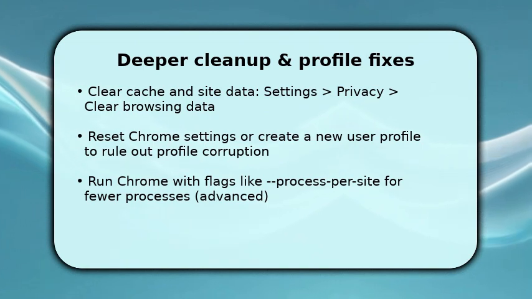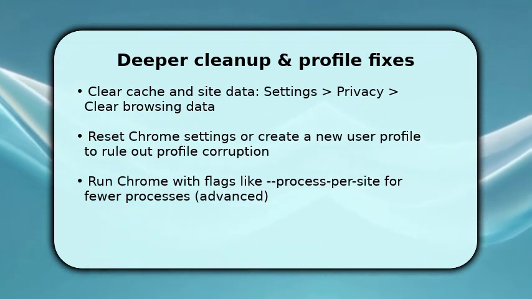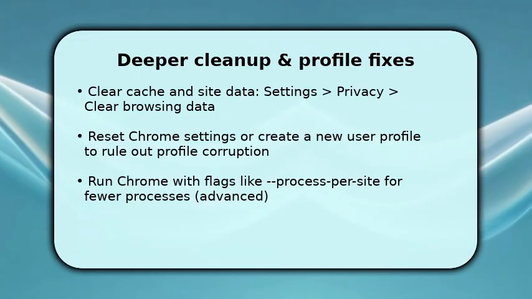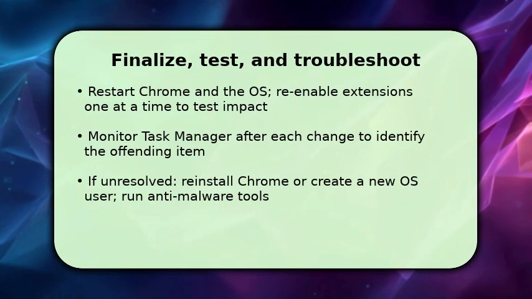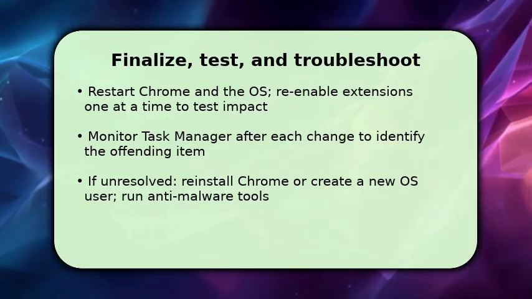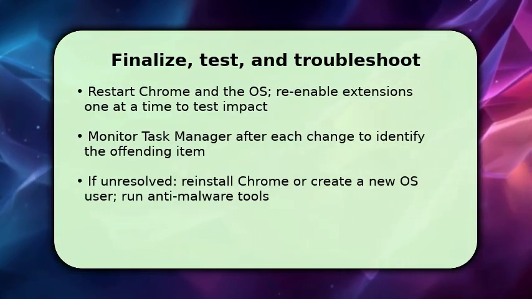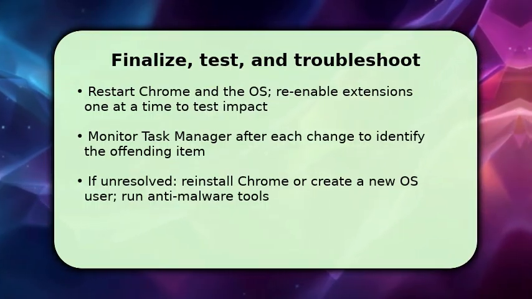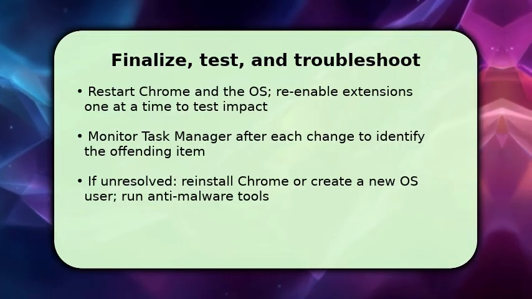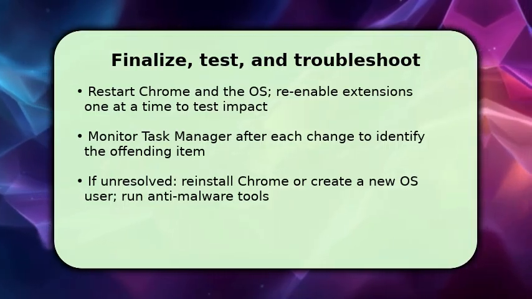Also run a full system scan for malware and disable site isolation features. Only finish by restarting both Chrome and your computer, then re-enable extensions one at a time while watching Chrome Task Manager. This quickly reveals which extension or tab triggers extra processes. Make sure to test with different sites and in incognito to narrow causes.